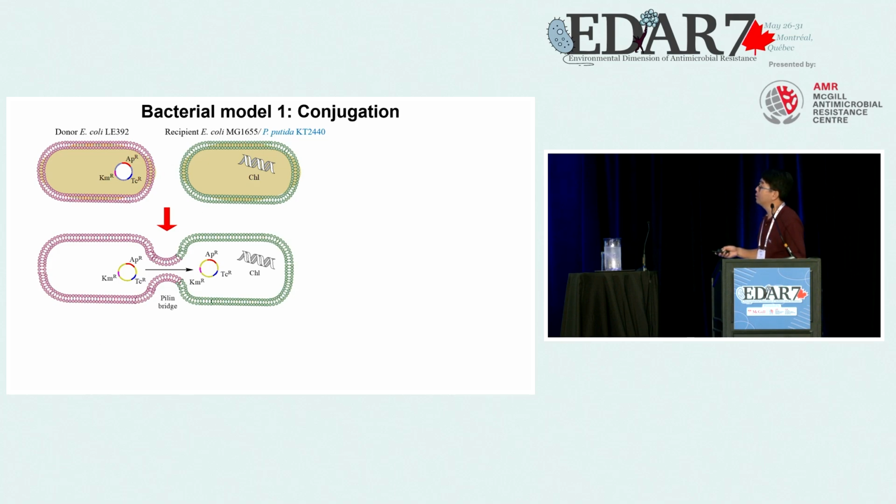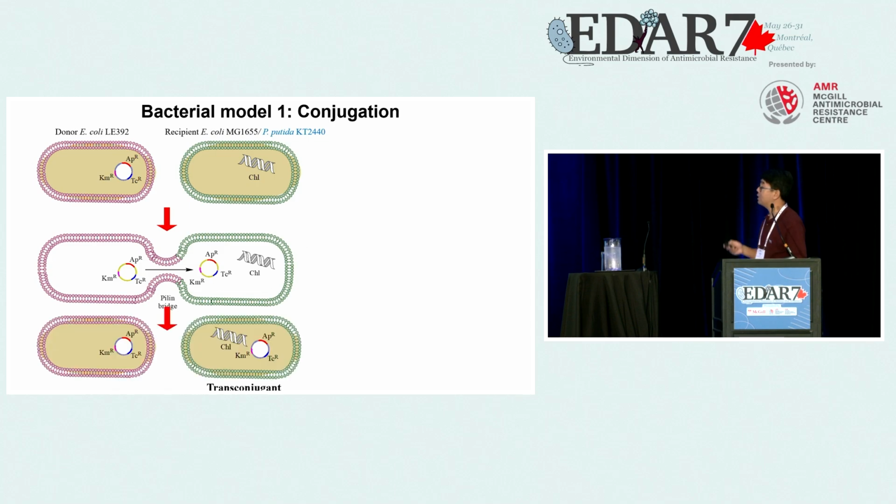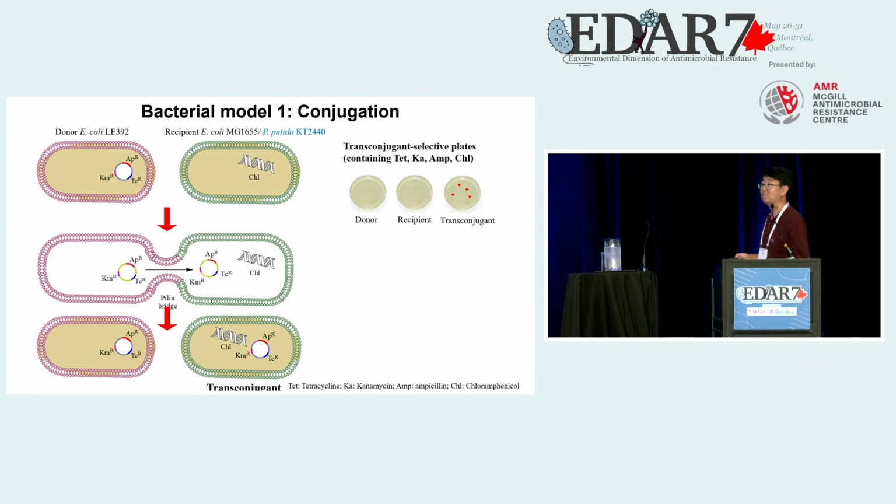So we mix them. You can imagine that the plasmid can transfer from donor to recipient. After that, the recipient bacteria will become transconjugants. But how to select the transconjugants? How to quantify transconjugants? We can use antibiotics like a selective plate. We add 4 antibiotics to that plate.